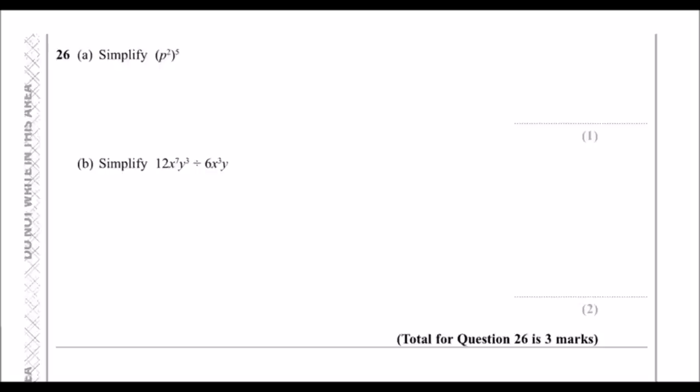Question 26. Simplify p squared to the power of 5. When we have a bracket, we can times the powers. So 2 times 5 is 10. That's because the power of 5 means times itself 5 times. So it's the same as p squared times p squared times p squared times p squared times p squared, which means we've got 10 p's multiplied together.